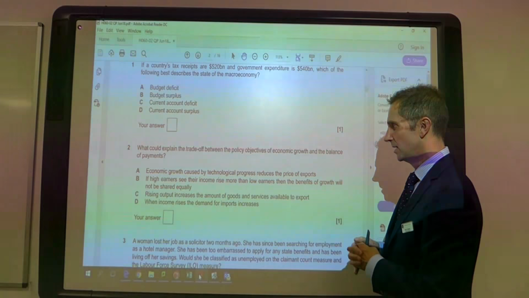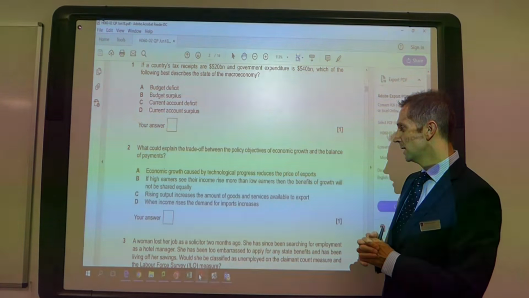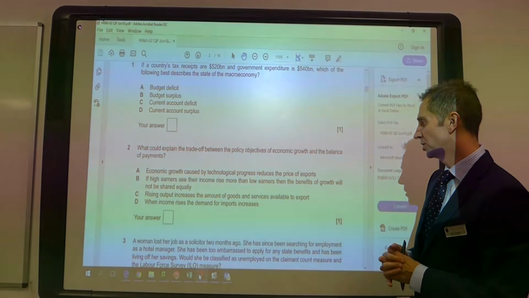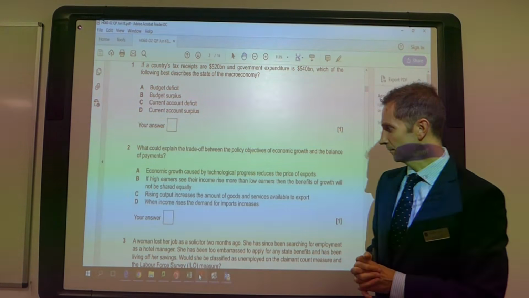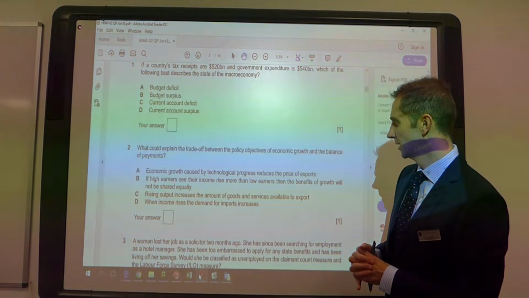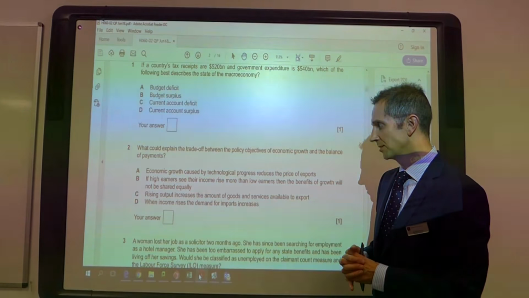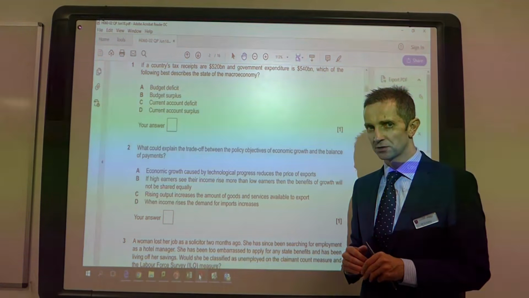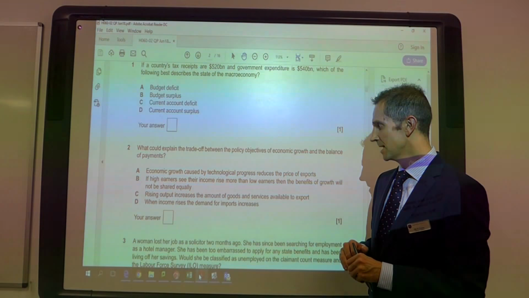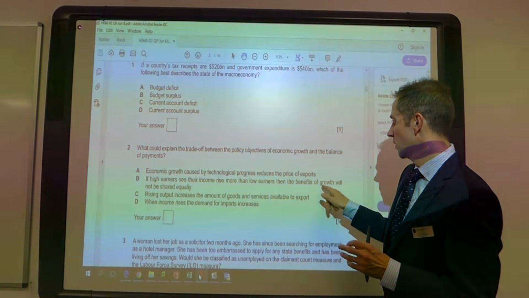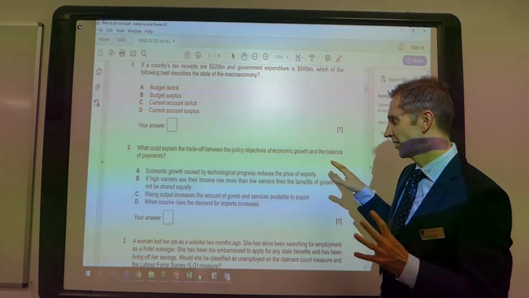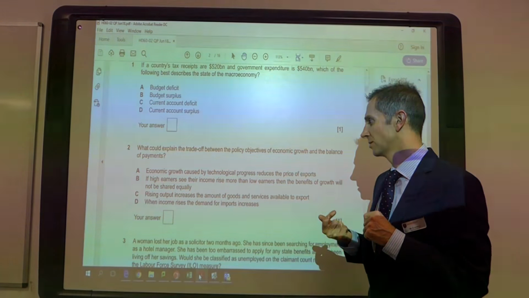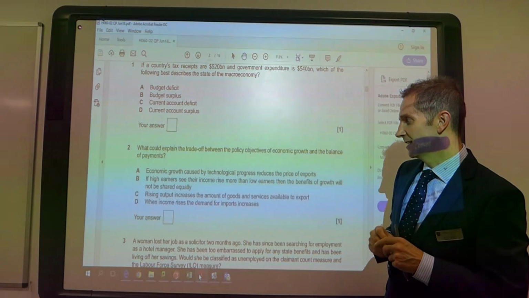If high earners see their income rise more than low earners, then the benefits of growth will not be shared equally. Well, that is factually correct, isn't it? However, government intervention would be intervening in order to ameliorate that situation. But then the other thing is that we're talking about growth here, but we're not really identifying one of the other big macroeconomic objectives, such as inflation or unemployment. So I would be setting that one aside.